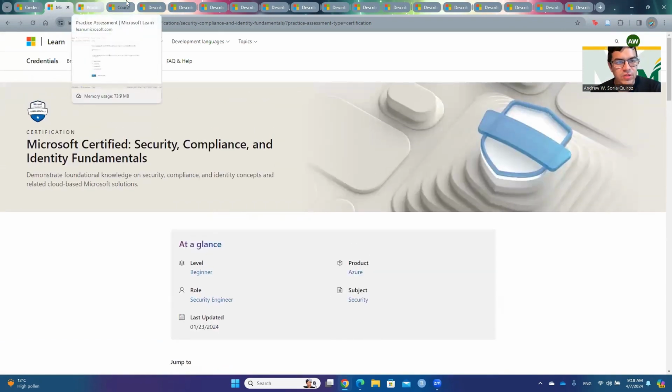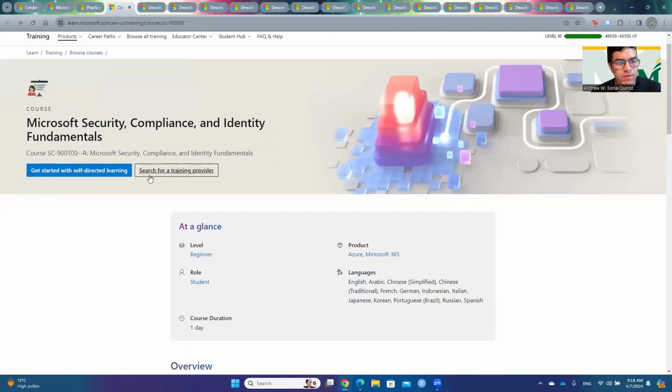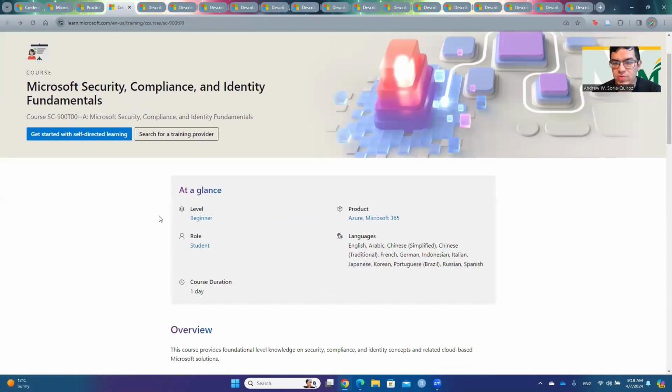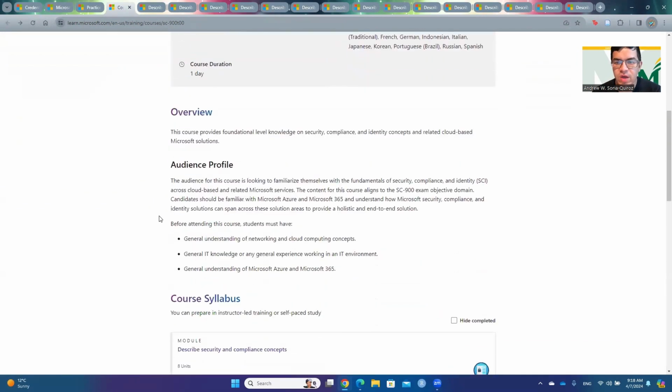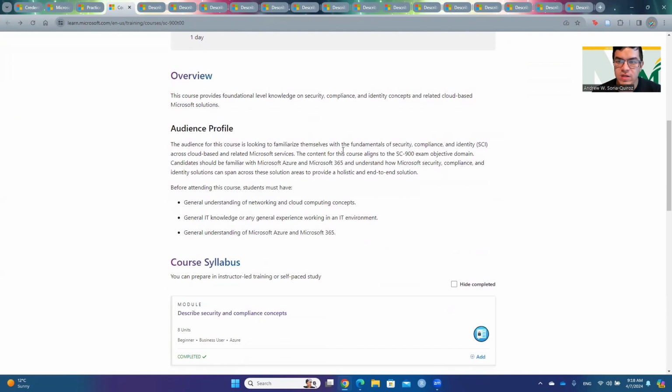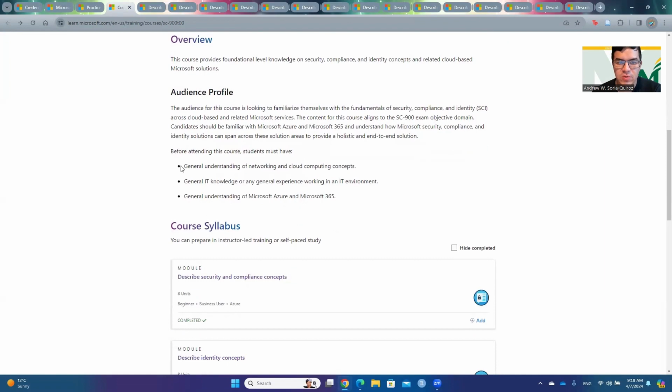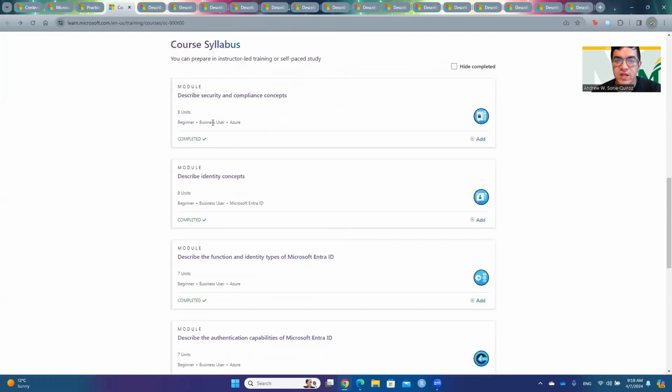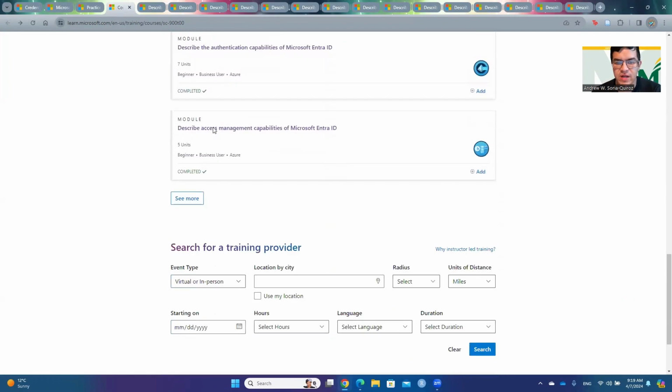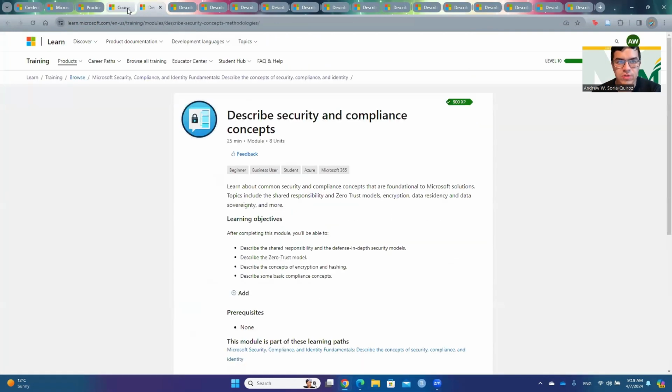With that finished, let's go first through the course. The first part of the course, as you can see, is self-directed training. You could also get a training provider and get actual training with somebody if you wanted to. I would say it's probably not necessary. You will go through, as the name says, 3 main points: security, compliance, and identity across cloud-based and related Microsoft services. And you will understand how it works, as well as these 3 points over here. These are the main parts of the self-study part that we're going to focus on now.